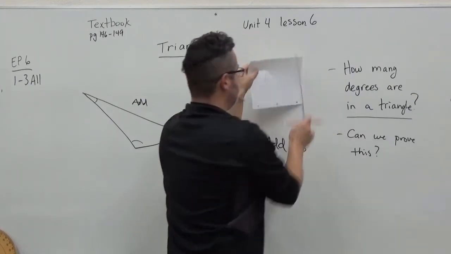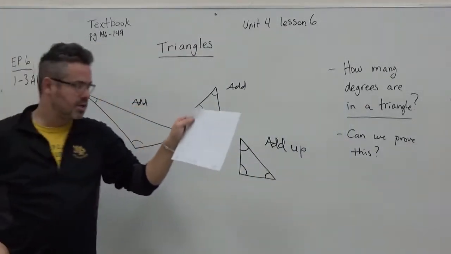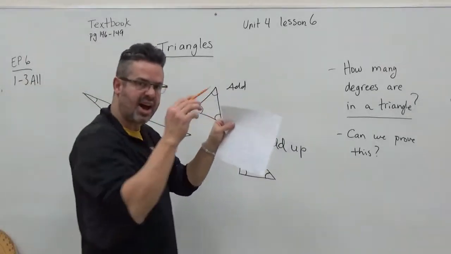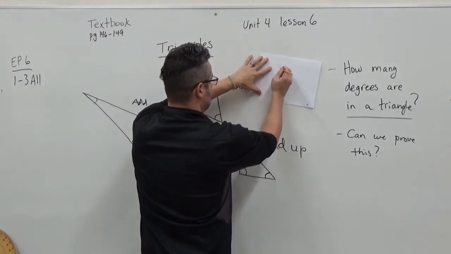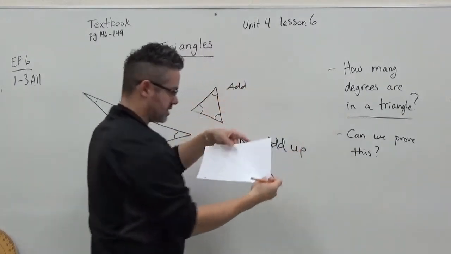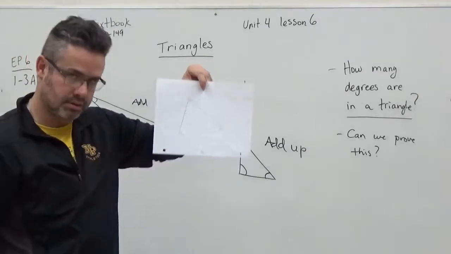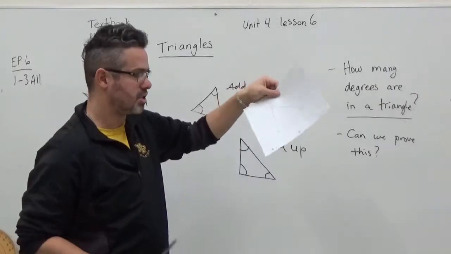Okay, so everybody's got their own triangle. There's my triangle. Now what you're going to do is put a little X in each of the corners of this triangle. Just a little X like that. X, X, X. Okay? And now I want you to take some scissors and cut the triangle out.